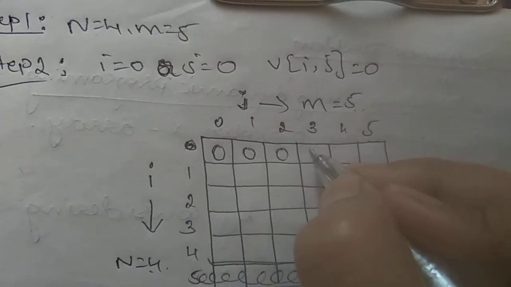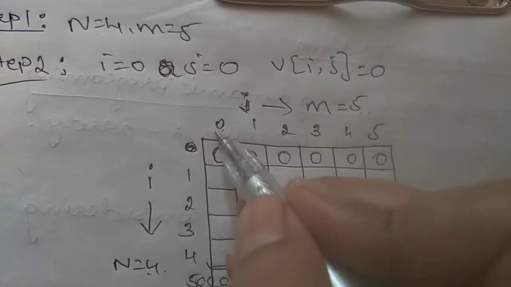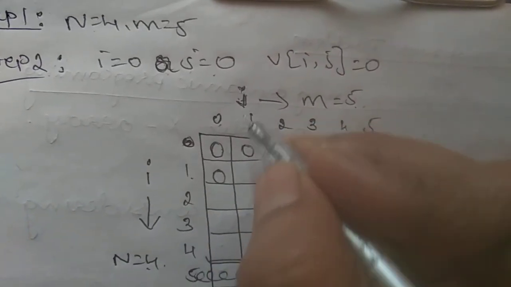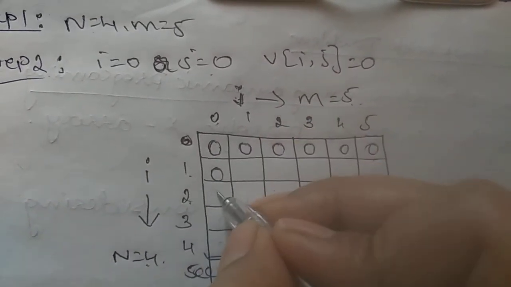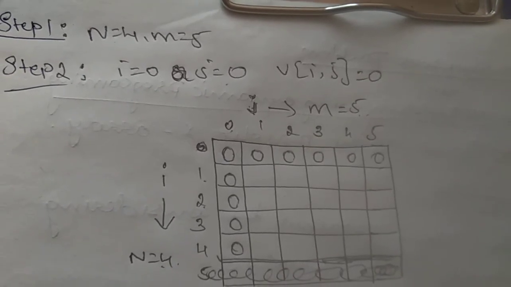i is 0, j is 2, so here also 0. Likewise, I'll put 0 for all of them. If I come here, j equals 0, i equals 0, it is done. j equals 0, i equals 1, but j equals 0 means obviously it is 0. Then j equals 0 but i equals 2, it is 0. Likewise, the first row and first column will always be equal to 0 because either i or j will be equal to 0. This is your step 2. Then I'll go for step 3.